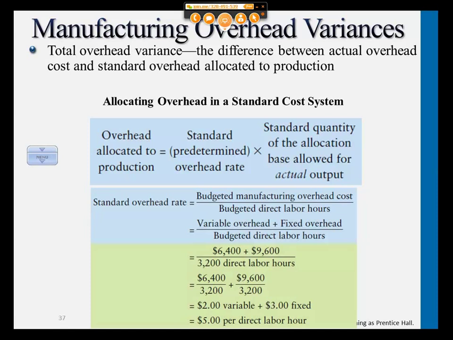The formula is quite simple. It's the multiplication of the standard, or predetermined, or budgeted overhead rate by the standard quantity of the allocation base that's allowed for actual output.